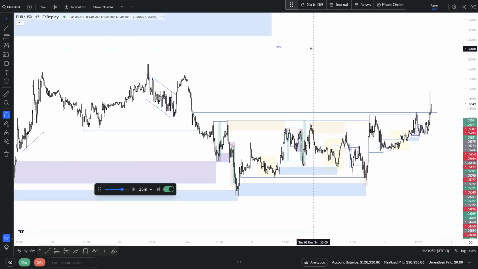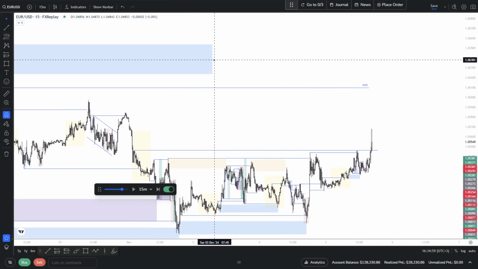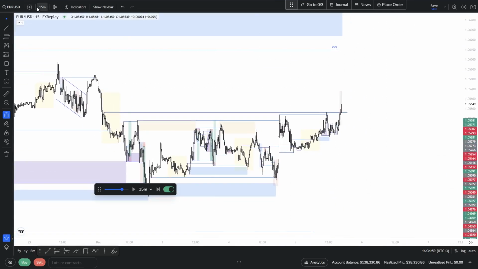Cool. So this is the higher time frame liquidity point that I was talking about, into this higher time frame mitigation, right? I think we just end this video in there and continue in the next part.